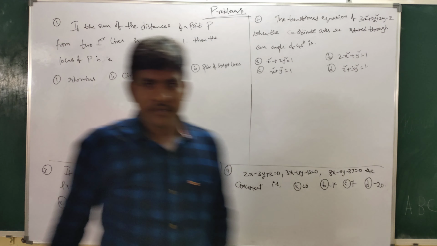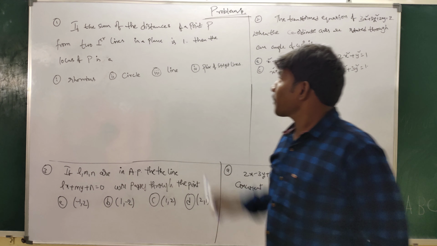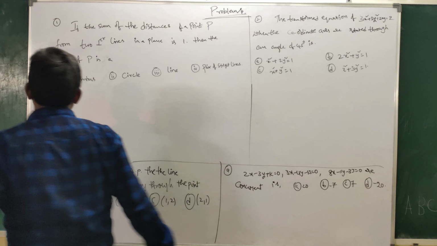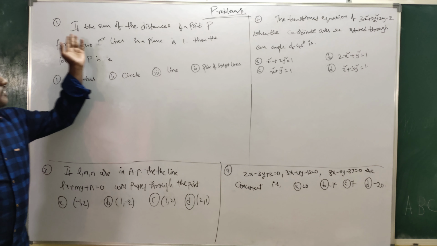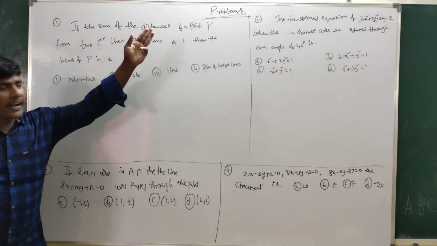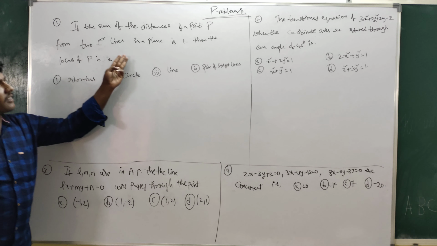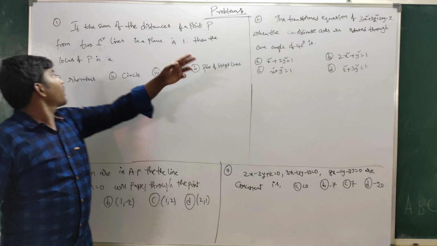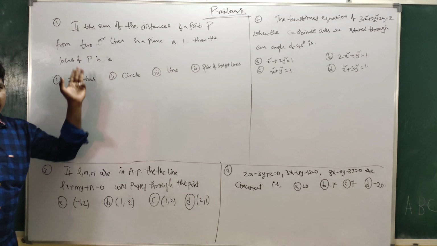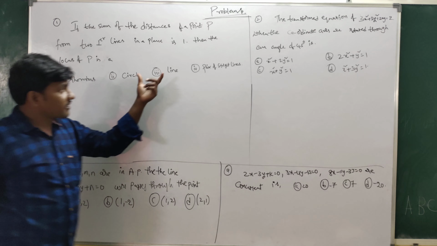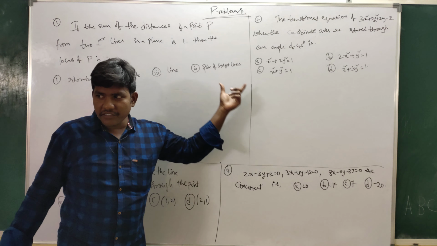Hi students, today we are discussing the problems on straight lines. First of all, first problem. If the sum of the distances of the point P from two perpendicular lines in a plane is 1, then the locus of P is: option A rhombus, option B circle, option C line, option D pair of straight lines.